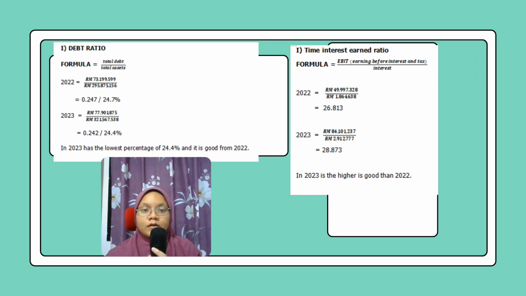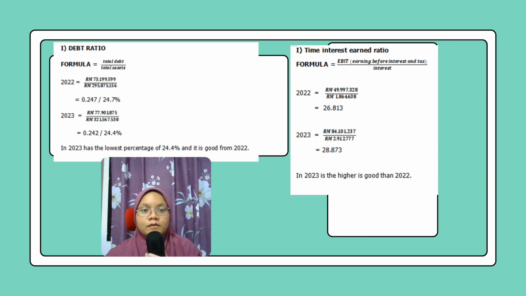901,875 divided by RM 321,567,538, and the total is 0.242, or 24.4%. And the analysis is that 2023 has a debt percentage of 24.4%, and it is good compared to 2022.